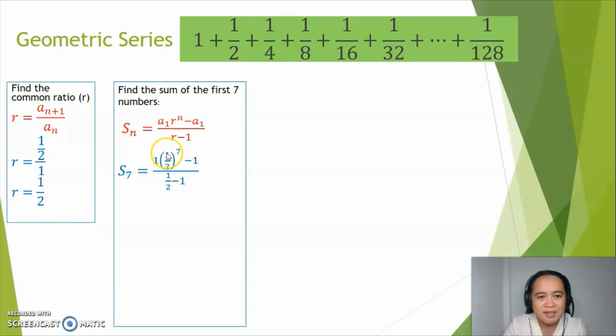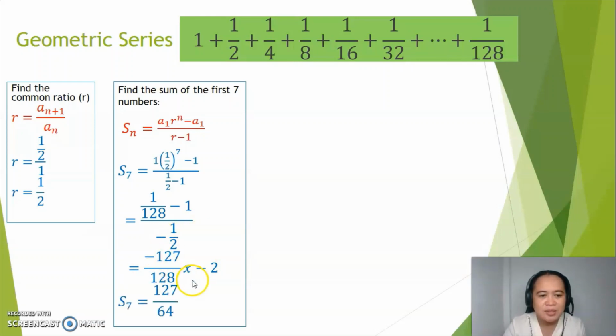So in this case, 1 over 2 to the power of 7 would be 1 over 128, minus 1. 1/2 minus 1 is -1/2. So simplify this. 1 over 128 minus 1 is -127 over 128, times -2. So therefore, the sum of the first 7 terms would be 127 over 64.